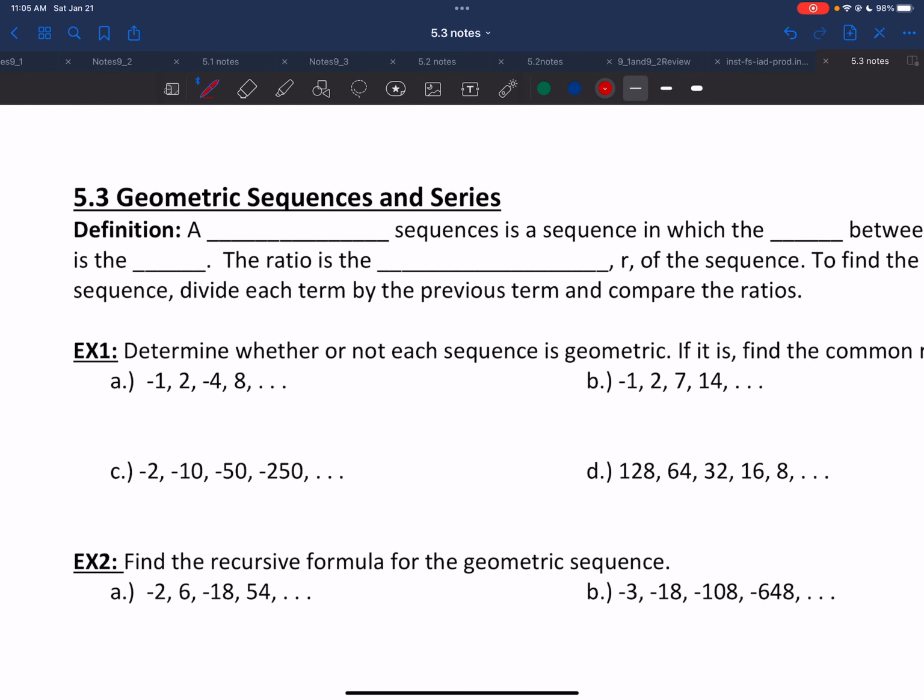We're getting into geometric sequences and series now. So let's go ahead and take a look at sequences in this video. So let's do some definitions.